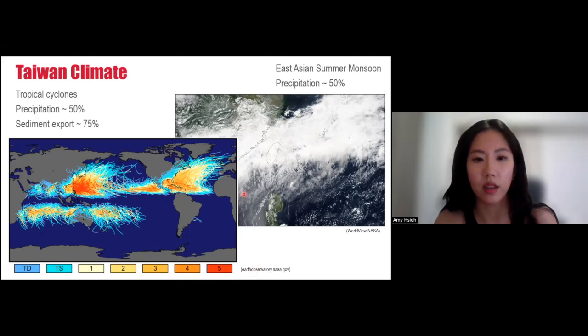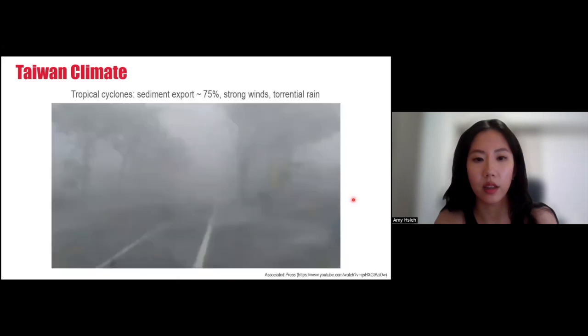And second, Taiwan is also impacted by the East Asian summer monsoon every year, which accounts for the other 50% of annual rainfall. So while both of these mechanisms deliver almost all of the rainfall in Taiwan, today around 75% of the sediment from Taiwan is transported to the surrounding seas during tropical cyclones. And this is due to the extremely high winds and torrential rains that occur during tropical cyclones.